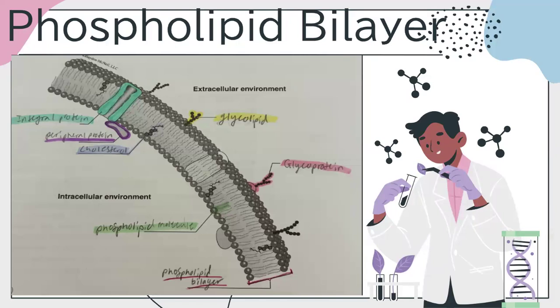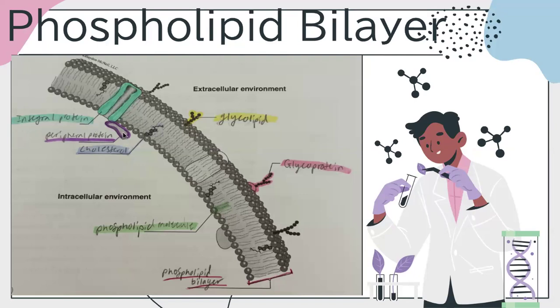So the first thing that we are going to look at is the phospholipid bilayer. In this bilayer, in this turquoise color over here, we have the integral protein. Integral proteins are basically going to form pores or channels that allow smaller water-soluble molecules as well as ions to pass in and out of the cell. So anything that isn't able to diffuse through the phospholipid bilayer is going to go through an integral protein.